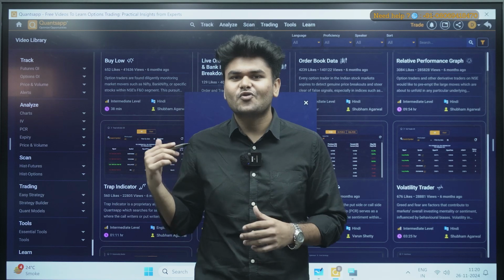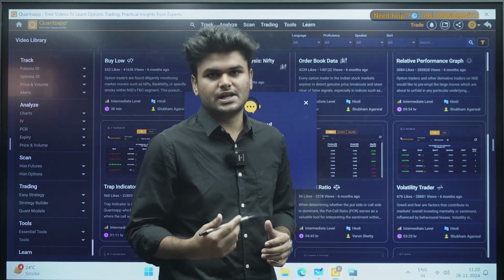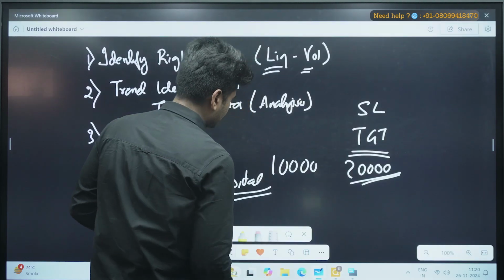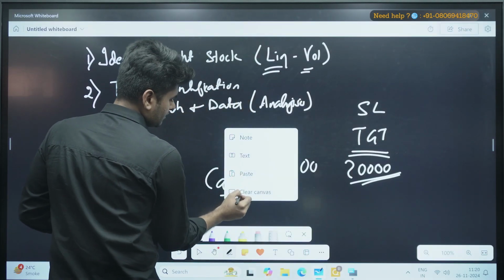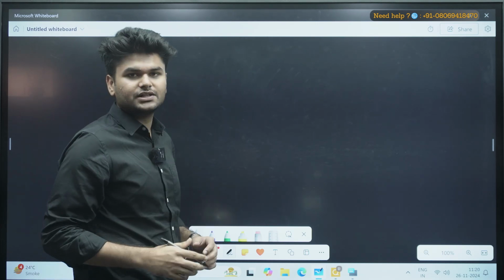So let's move on to the video and understand how the candlestick patterns help you out. Firstly, we'll start with the basics. We'll see what type of candles we see.